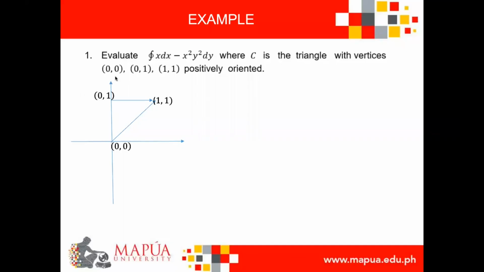Let us have this example. Example 1 says: evaluate the integral of x dx minus x squared y squared dy, where C is a triangle with vertices (0,0), (0,1), (1,1), positively oriented. So we have the region drawn using the three coordinates (0,0), (1,1), and (0,1). It forms a triangle.